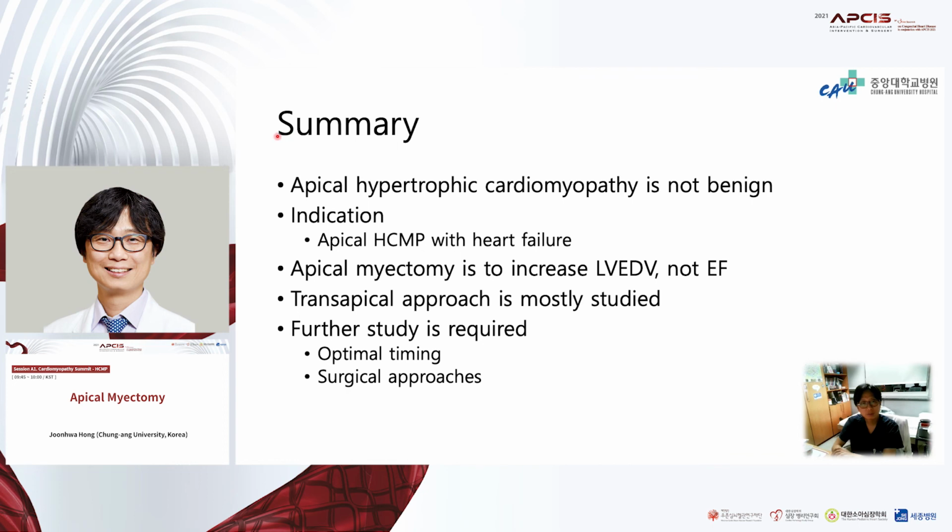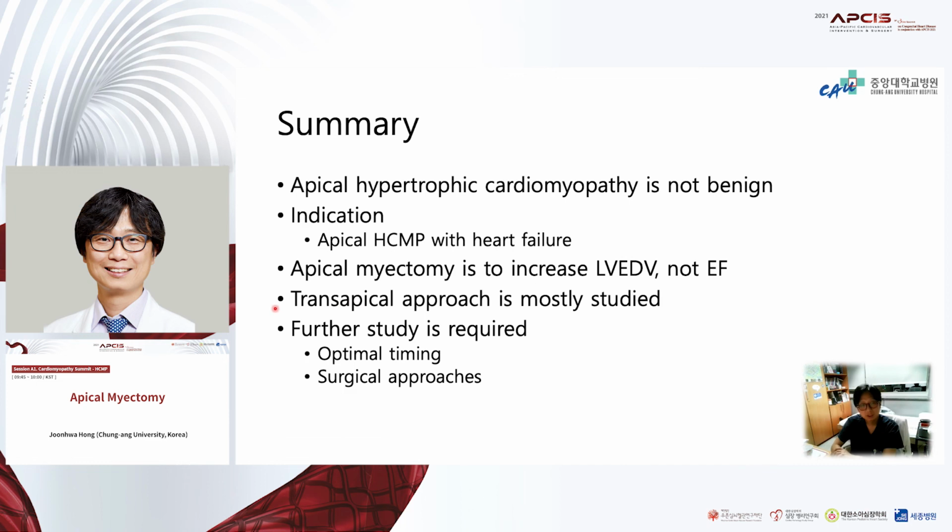This is my summary. As I told you before, apical hypertrophic cardiomyopathy is not as benign as we thought in the past because of many symptoms and the possibility of developing advanced heart failure. So patients with apical hypertrophic cardiomyopathy with heart failure can benefit from apical myectomy surgery. And again, apical myectomy is not to increase ejection fraction; it is to increase left ventricular end-diastolic volume and the left ventricular cavity, stroke volume, and cardiac output.